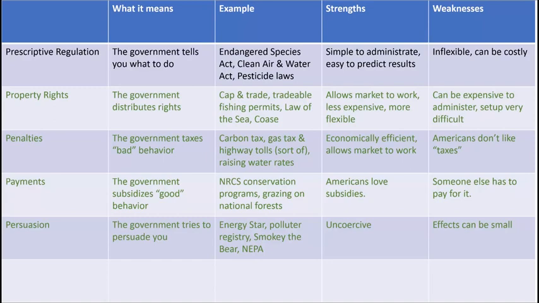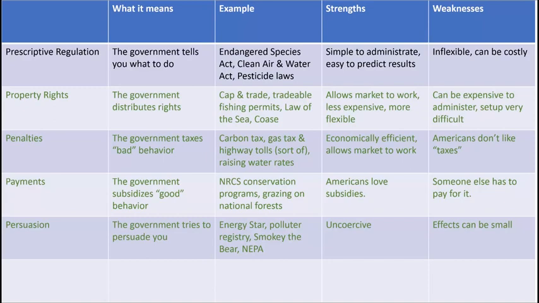So this is good because it's not coercive. All the things we talked about before have some element of coercion in them. But this is just giving you information. Problem is sometimes the effects of these can be very small. You can think that telling people about the efficiency of their appliances might be less effective than requiring them to buy efficient appliances, which would be a prescriptive regulation, or raising the cost of energy so they have an incentive to save energy.